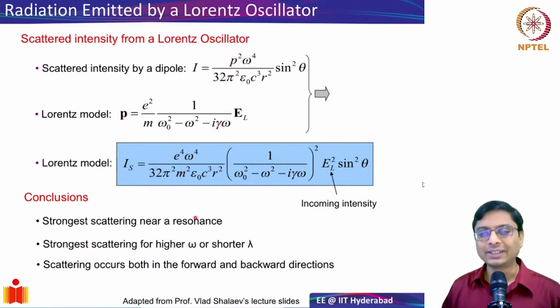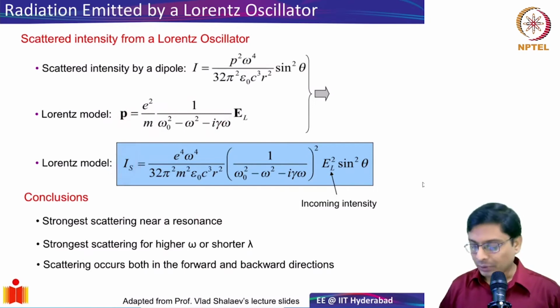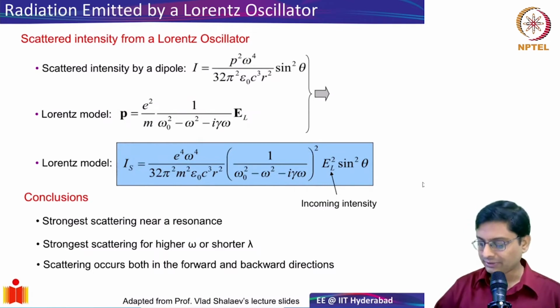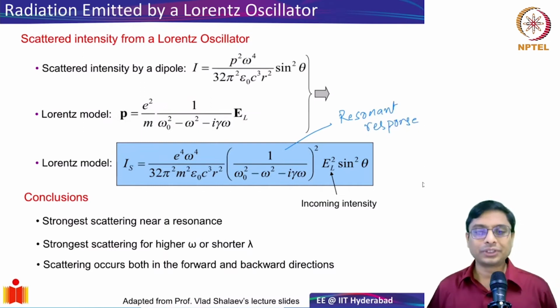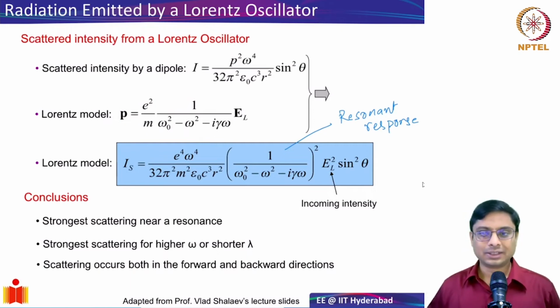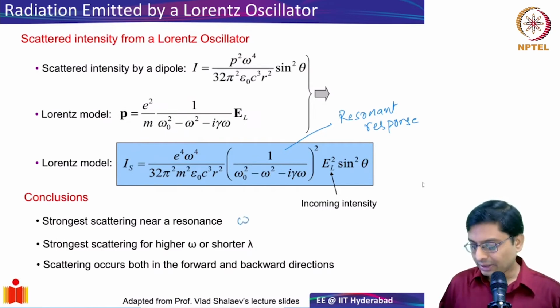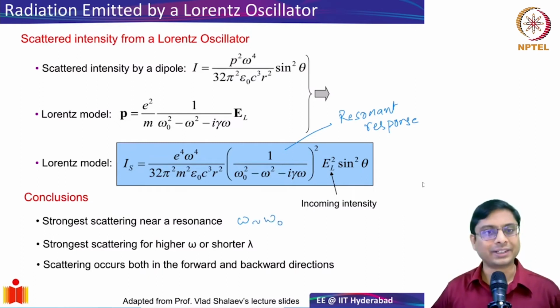When I substitute, I see that my scattered intensity is again going to exhibit the familiar Lorentz form, wherein this particular term here is capturing the resonant response of the particle. Okay. And what are the conclusions when we see a resonant response? Well, the scattered intensity is going to be strongest at the resonance frequency, right? When my omega is close to omega naught, that is where I get the strongest scattering intensity. If I go away from it or I detune from the resonant frequency, then I will not see significant scattering.